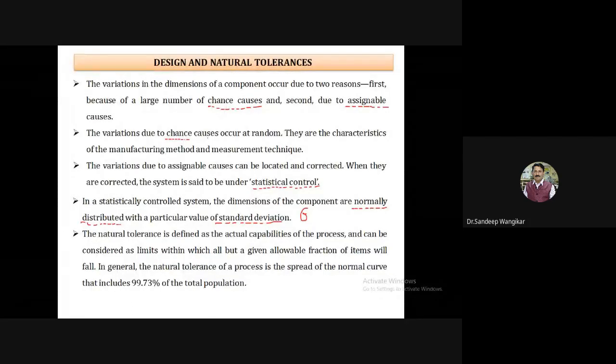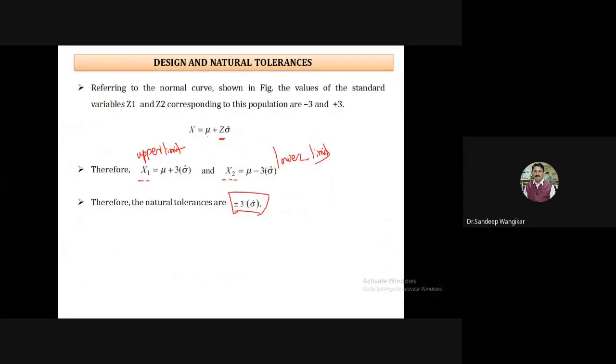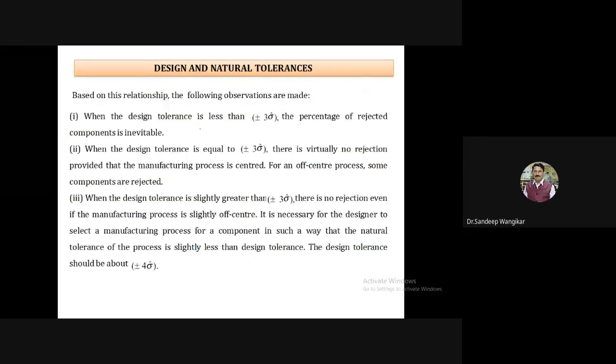And then we have discussed what the chance and assignable causes are and the formula relating x, the upper and lower limits. X is the limit, mu is the mean, z is the variable, and sigma is the standard deviation. So by using this formula, I can use x1 is equal to mu plus z1 sigma, x2 is equal to mu plus z2 sigma, and I will proceed. So let us have one small example we can cover here.